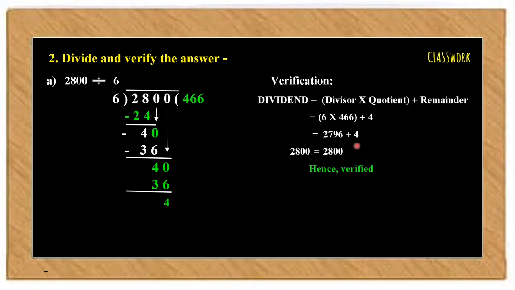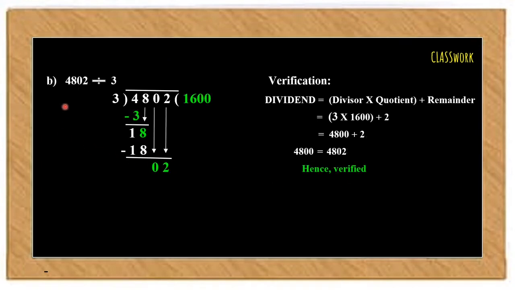And when you add 4 to it, you get 2800, which is nothing but, if you observe, our original dividend in the question. Therefore, you can simply write verified. And you know that your answer or long division is correct.